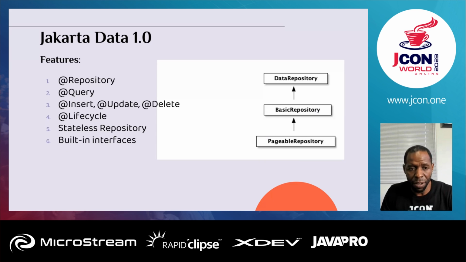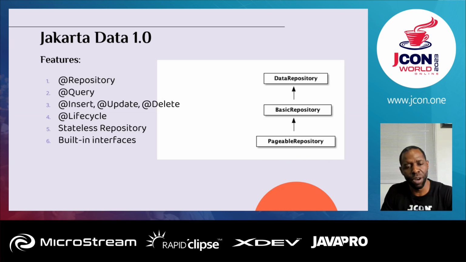And the features: you will have a repository interface similar to Spring Data. By annotating your repository interface with @Repository, it would automatically detect that this is a repository. Query will be the query based on the data store that you use. So if you use JPA, your JPA query would exist there.